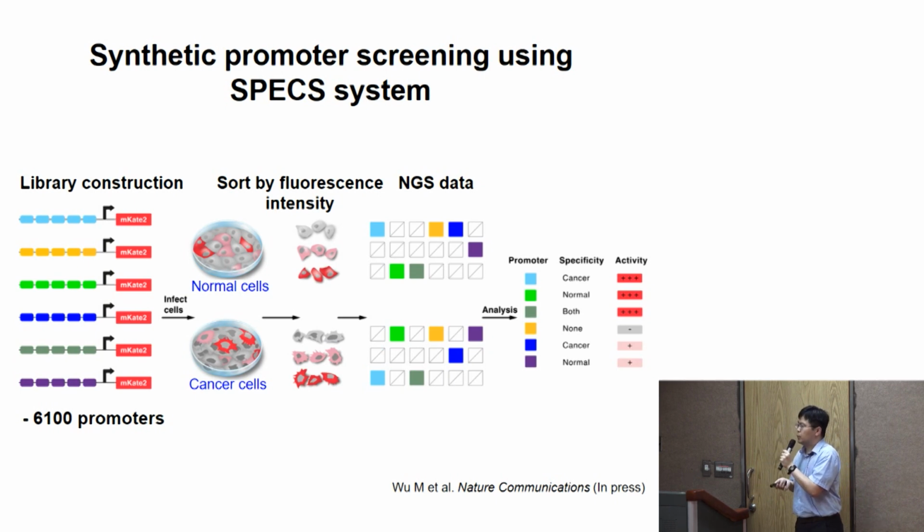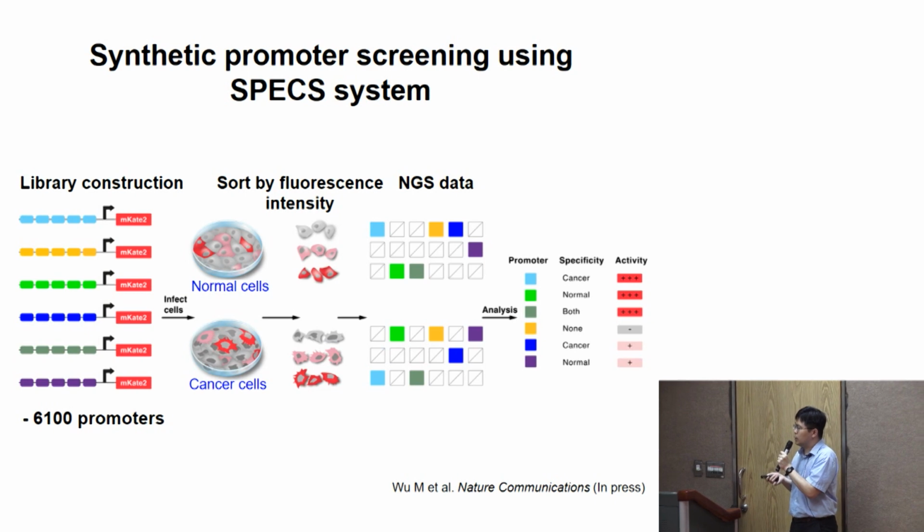And to identify a cancer-specific promoter, for example, we introduce the library into both cancer cells and normal cells. Because each promoter may have different activity in both cell types, the cells will become different levels of redness. We first use fluorescence to sort the cells into different bins of redness. Then we use next generation sequencing to read out the promoters in each individual bin. For example, the blue promoter is highly enriched in non-red normal cells, meaning it's not active in normal cells. And yet it's highly enriched in very red cancer cells, meaning it's active in cancer cells. So it constitutes a cancer-specific promoter.